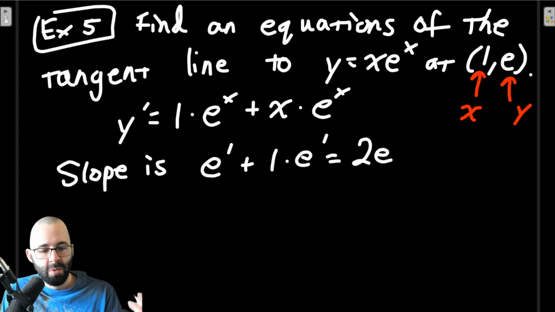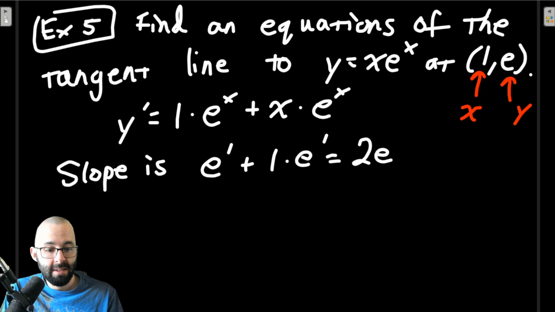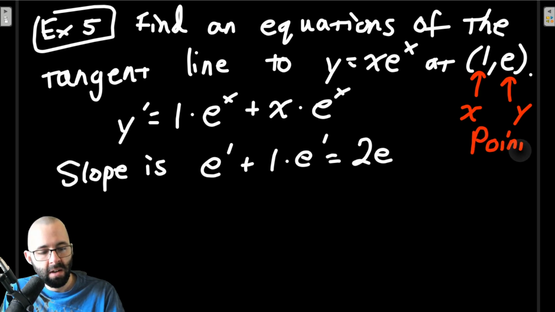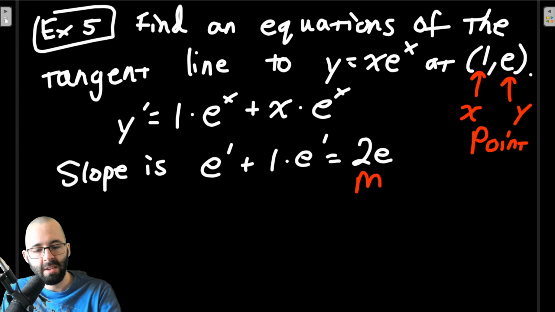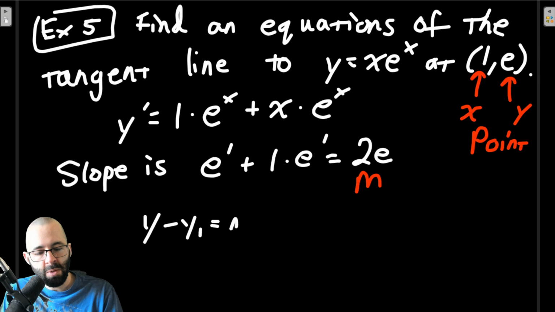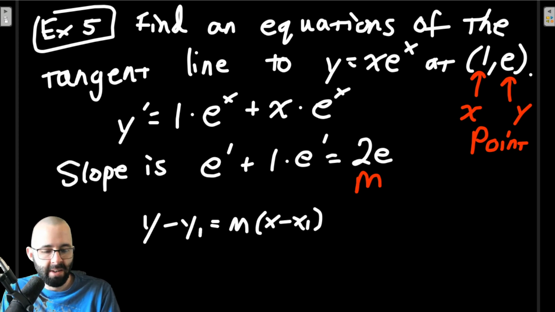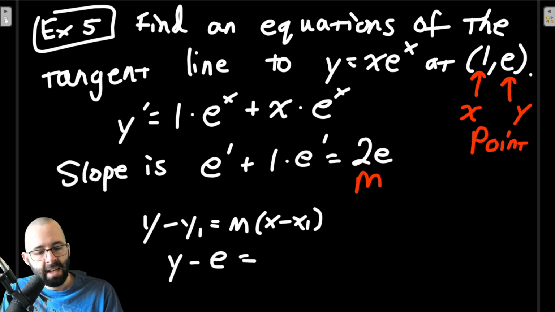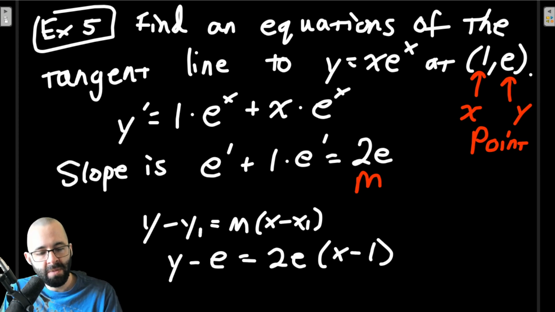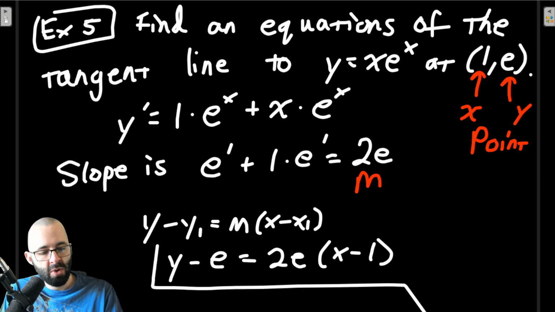And now we know the slope. We know a point. So we have our point up here. We have our slope right here. Point slope form: y minus y1 equals m times x minus x1. And we already have our x's and our y's and our m's. So we'll get y minus the y coordinate, which is e, is equal to the slope, which is 2e, times x minus the x coordinate, which is 1. And you don't need to change forms. This is a perfectly good form.